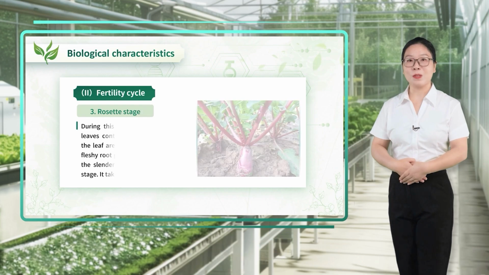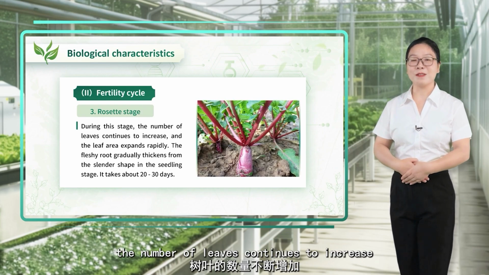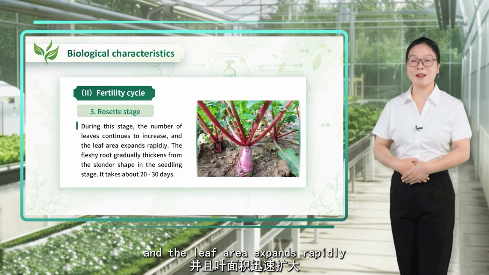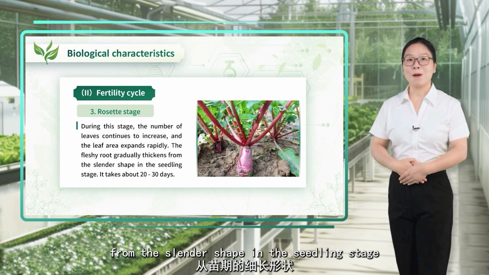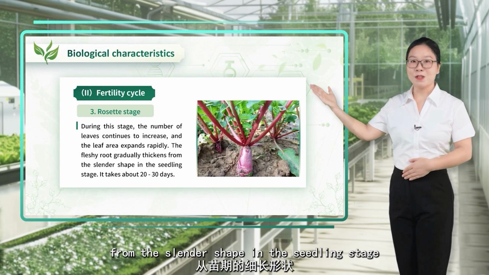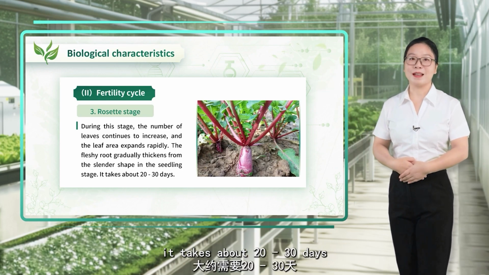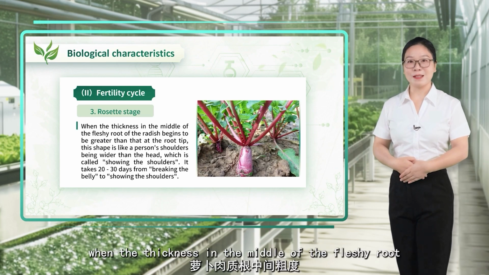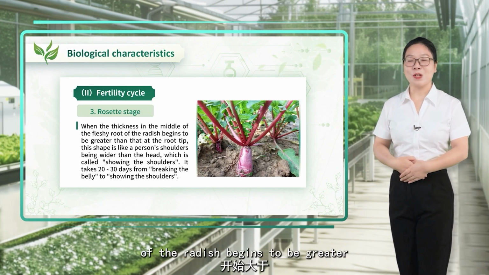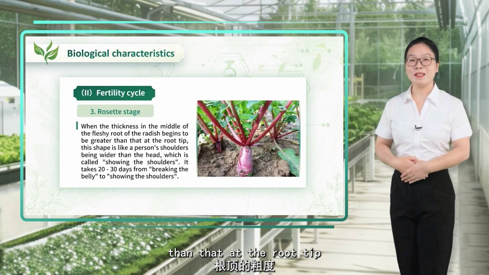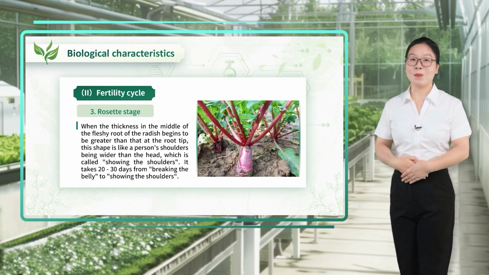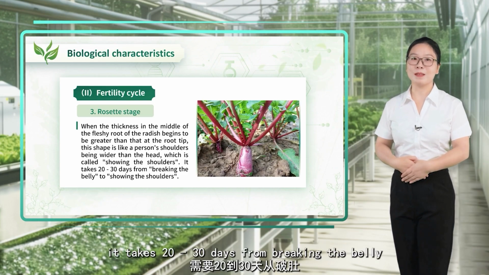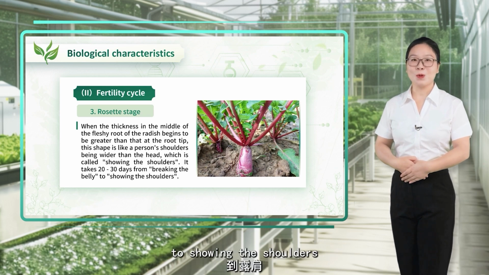3. Rosette stage. During this stage, the number of leaves continues to increase, and the leaf area expands rapidly. The fleshy root gradually thickens from the slender shape in the seedling stage. It takes about 20-30 days. When the thickness in the middle of the fleshy root of the radish begins to be greater than that at the root tip, this shape is like a person's shoulders being wider than the head, which is called showing the shoulders. It takes 20-30 days from breaking the belly to showing the shoulders.